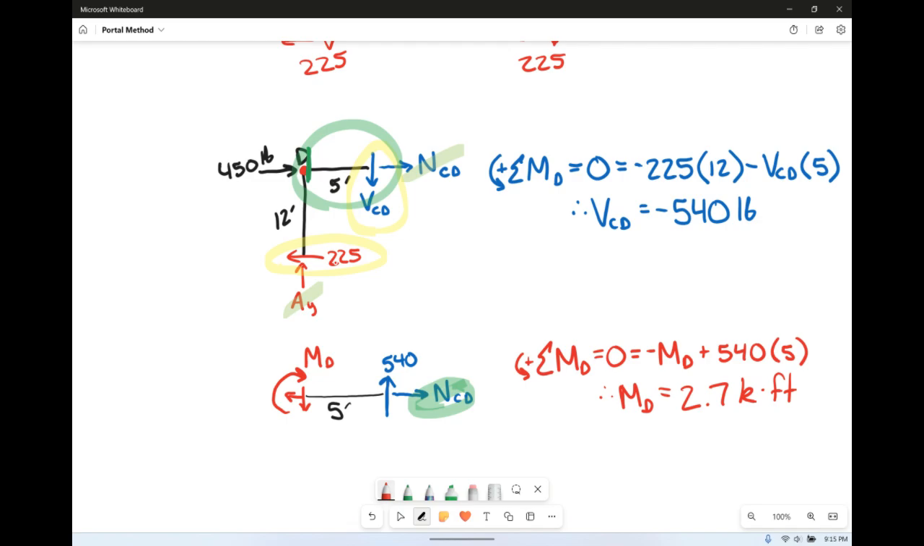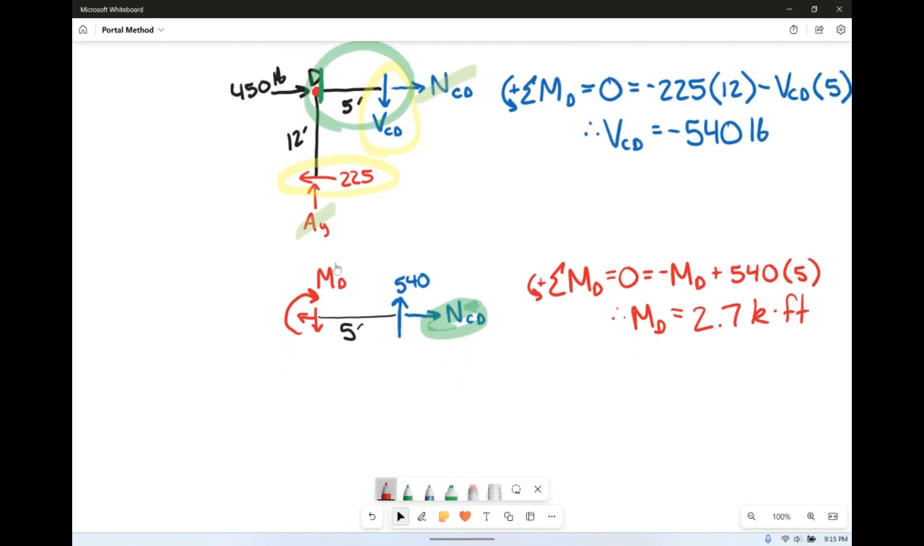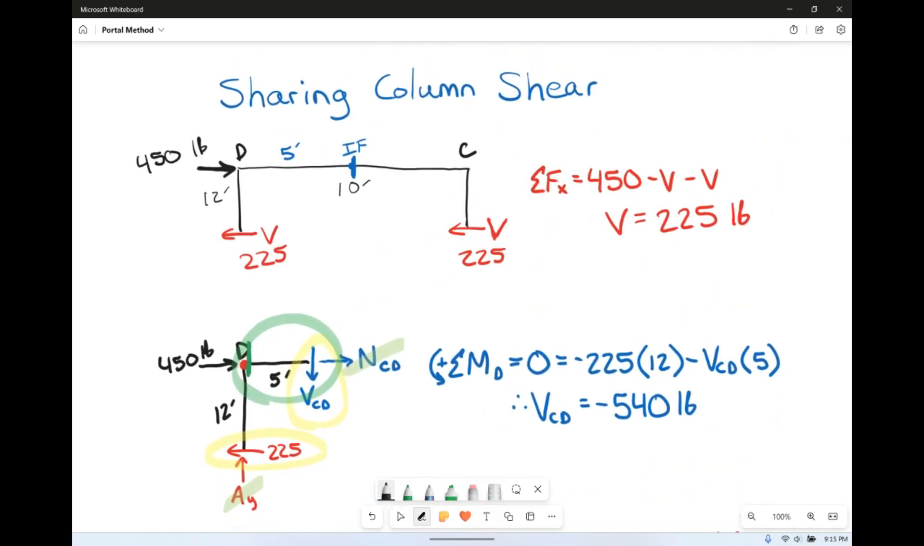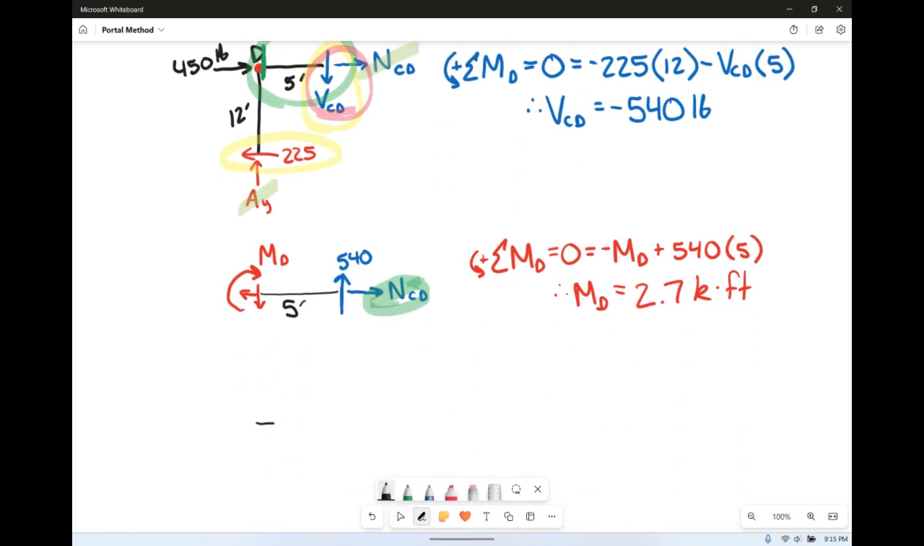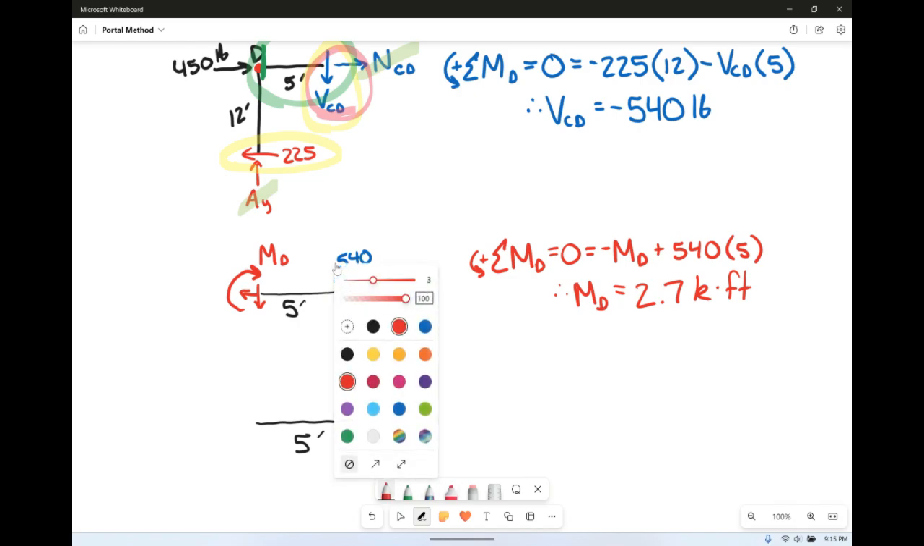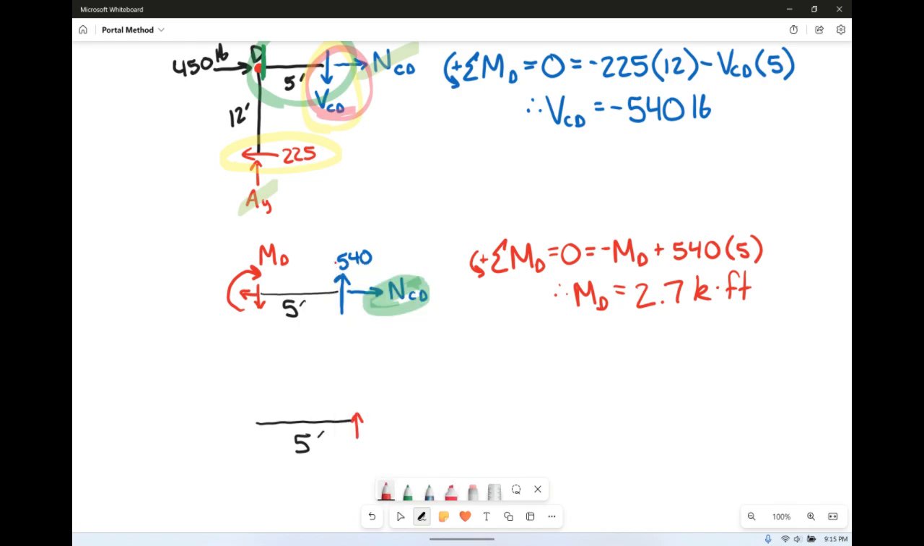So that was D. Now technically we also wanted moment at C. So moment at C is literally the same. Just look at it, he's flipped. We already found our shear and normal at the middle, so we can literally just draw our 5 feet going the other way, where we slice into it. We have shears, we have normals, and we have moment at C.